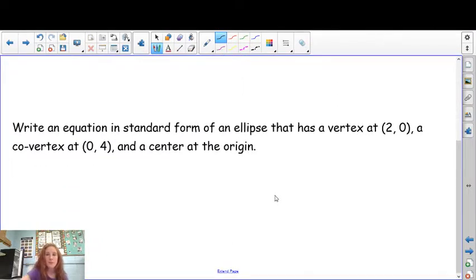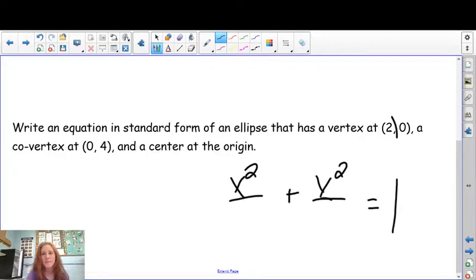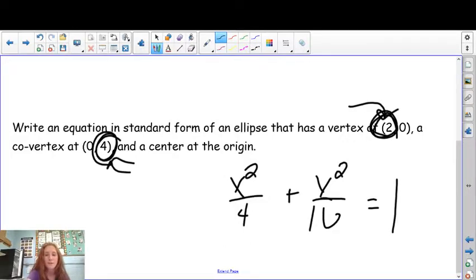Write an equation with a vertex at (2, 0) and a covertex at (0, 4). Vertex is in the x spot, so he's squared. Covertex is in the, did I say x or y? Vertex is in the x, so under the x. Covertex is in the y, so under the y.